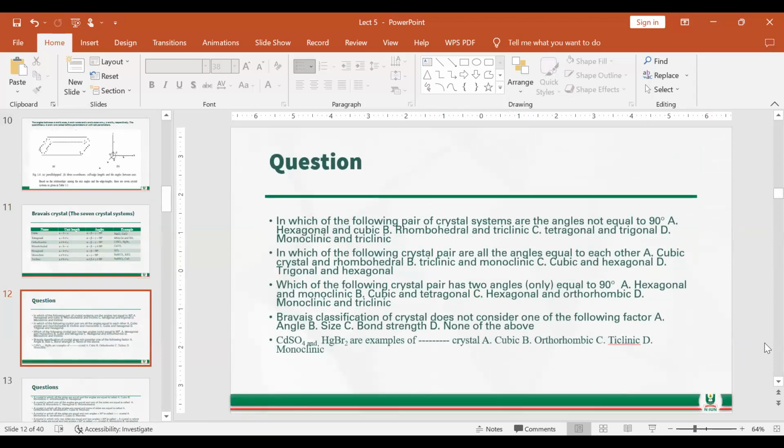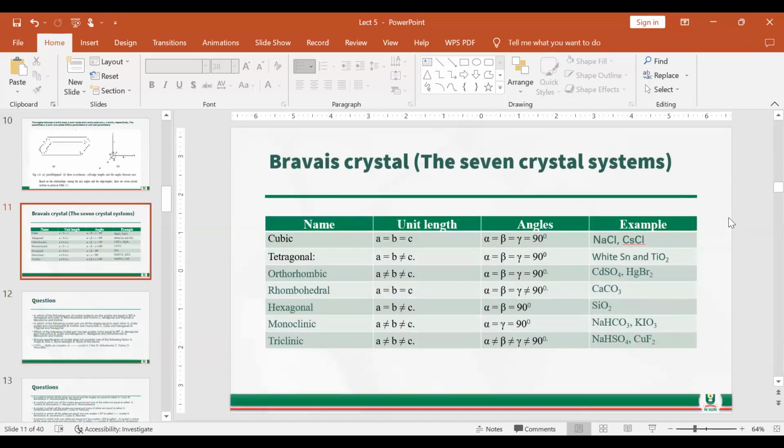In which of the following crystal pairs are all the angles equal to each other? Cubic crystal and rhombohedral, triclinic and monoclinic, cubic and hexagonal. So what's the answer? Is it cubic and hexagonal? I know cubic for sure. I'm not sure about hexagonal. So you can check yourself. Yeah, that's it. It's cubic.